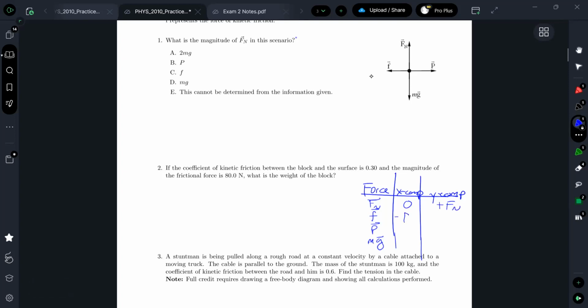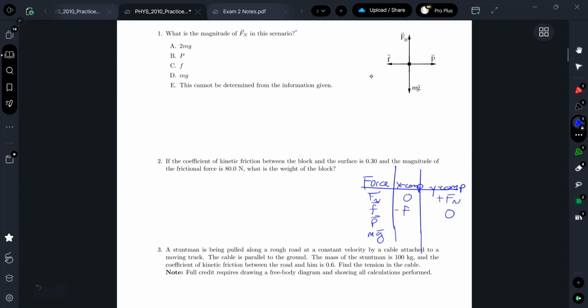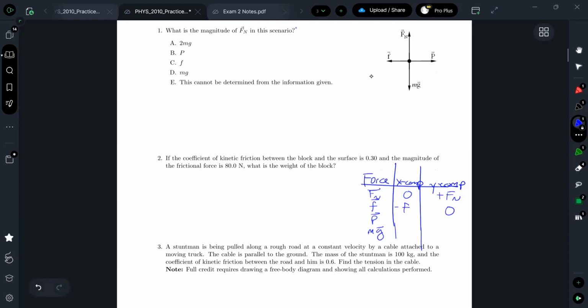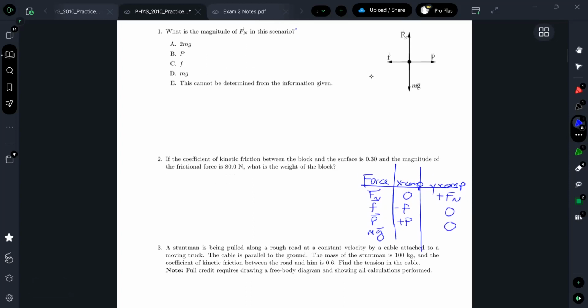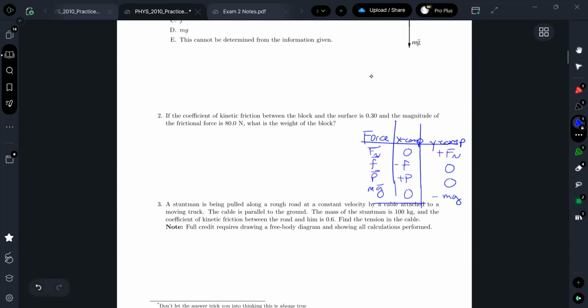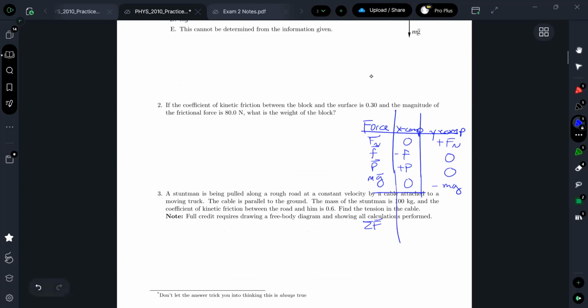Kinetic friction is negative F, so to the left, 0. This push is to the right, so positive P, 0 y component. And then mg, the weight, has no x component, it is down. I look at the net force, and jump into this next space a little bit. Net force in the x direction is going to be P minus F.